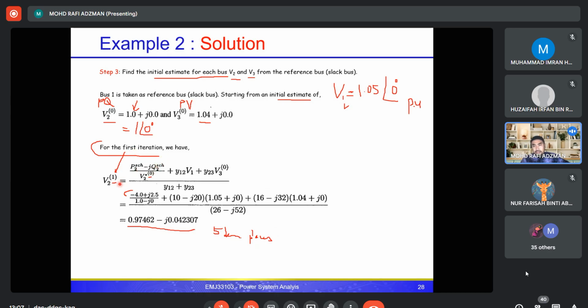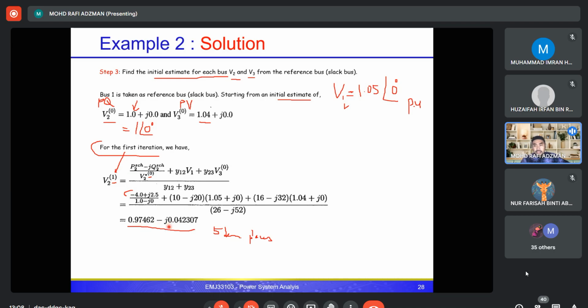Okay, we start by looking at bus 2. So bus 2 with V iterations equal to P2 schedule minus jQ2 schedule divided by V2 conjugate using the initial value, then plus Y12 times V1 plus Y23 times V3 initial value. Then this has to be divided by Y12 plus Y23, your diagonal elements. Okay, so put back all the values, including the power that you already converted into per unit here.